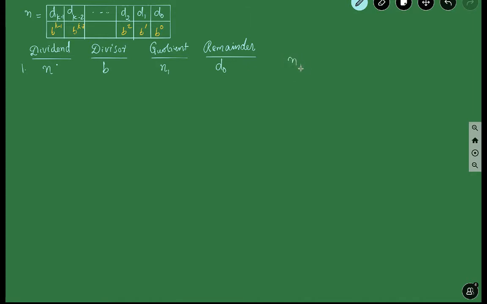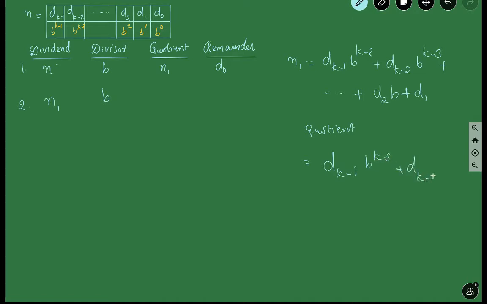We used the label n1 to denote the number dk minus 1 b raised to k minus 2 plus dk minus 2 b raised to k minus 3 plus etc. plus d2b plus d1. If we divide n1 by b in the second step, that is, the dividend is n1 and the divisor is b, then we will get quotient as dk minus 1 b raised to k minus 3 plus dk minus 2 b raised to k minus 4 plus etc. plus d2, and the remainder will be d1. Let us denote the quotient here by n2. Then in the second step we obtained the quotient n2 and the remainder was d1.